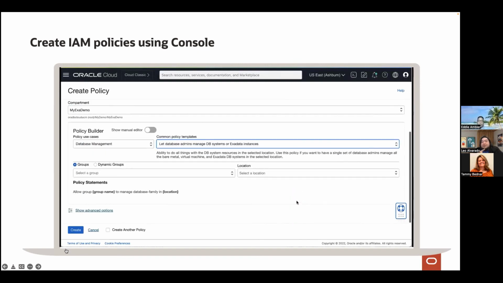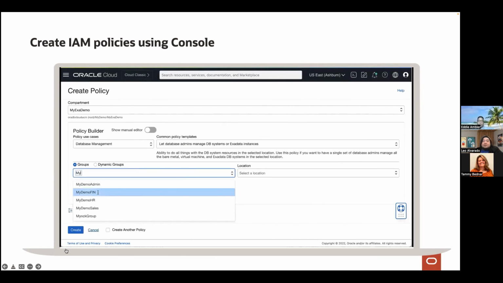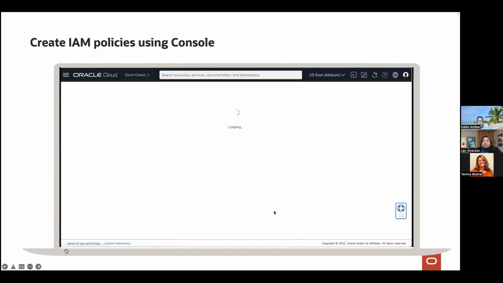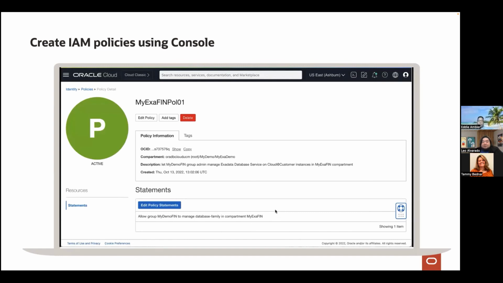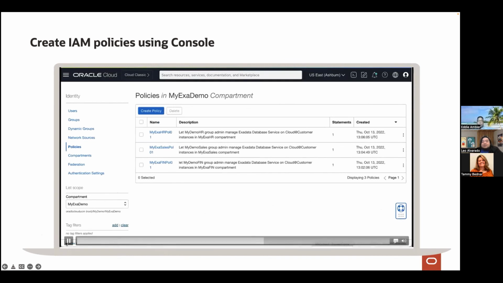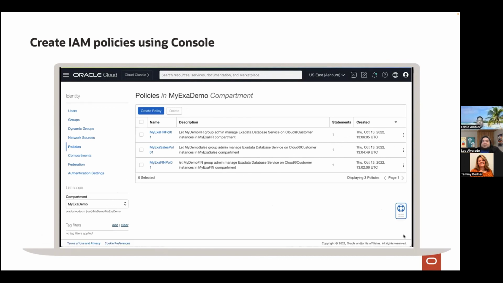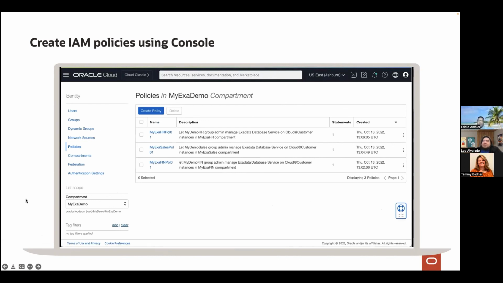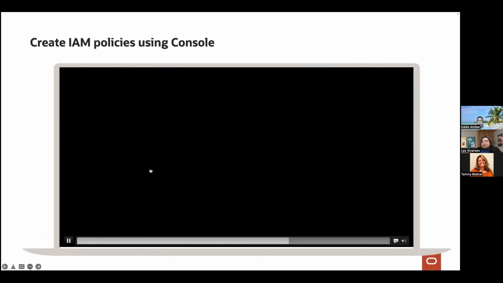So same thing, I choose the database management template, and then I choose the policy template to let them manage all the DBs in that compartment. So I just need to select the group, which I have created, my demo fin, which is my admin finance group, and then the policies have been generated, and I just click on create. So the rest will be the same, but this time it is just creating policies for the other departments. So that's how easy it is for you to create a policy. You have a policy builder that you can just pick from the pre-built templates, depending on the resource type.